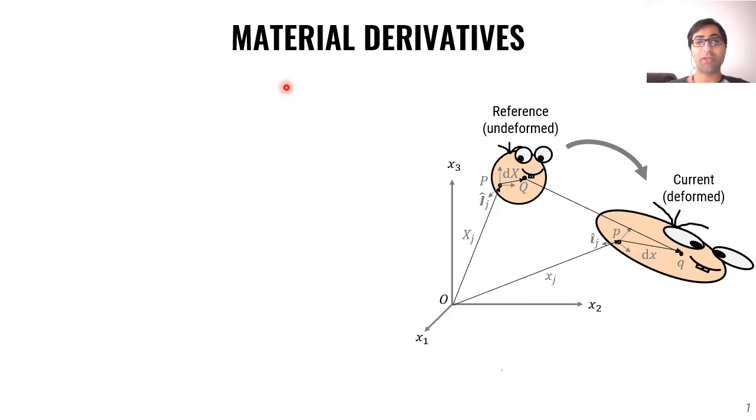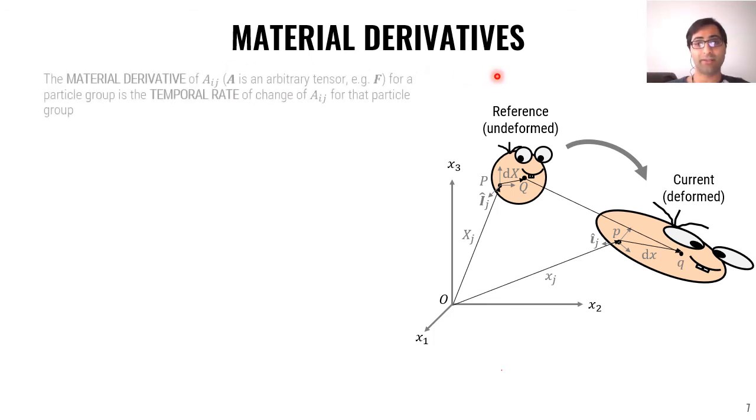Before we continue, we need to know about the concept of material derivatives. The material derivative of A, and A can be any arbitrary tensor, any property of the material, for a particle group is basically the temporal rate or time derivative of change of A for that particle group. Assume we have a deformation from the reference to the current state, and we want to know the time variation of a property between these two configurations.